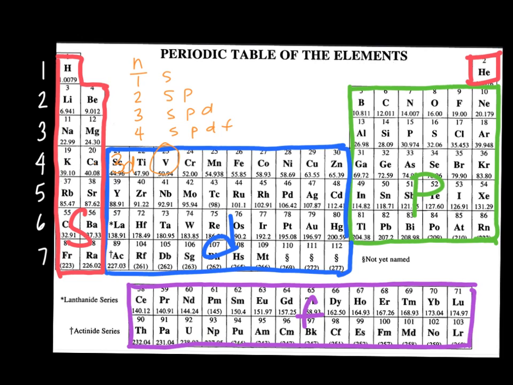All of this down here, I need a darker color. Let's see if I can make it just thicker. This will be 4d, this will be 5d, this will be 6d. And the f orbitals basically do the same thing, except they're even bigger than the d orbitals, and so this is going to be 4f, and this is going to be 5f.